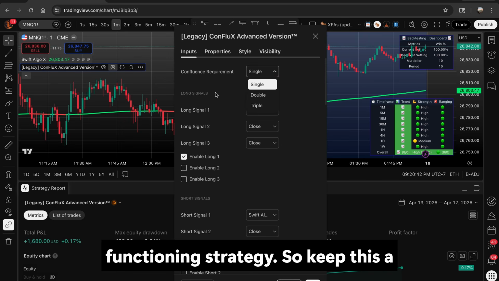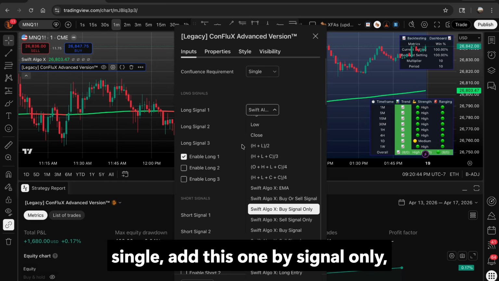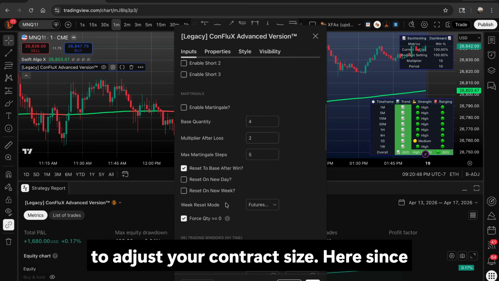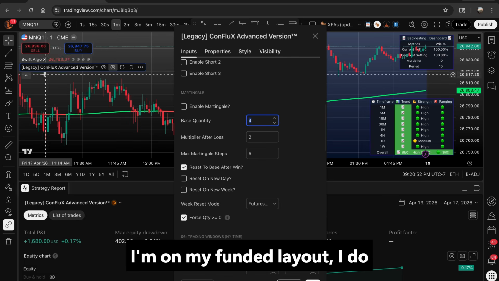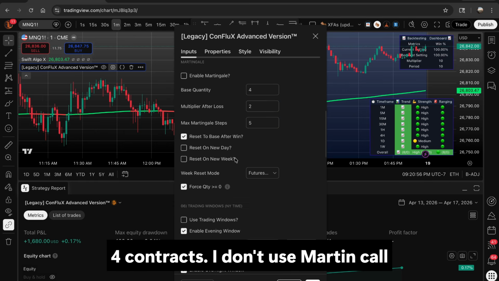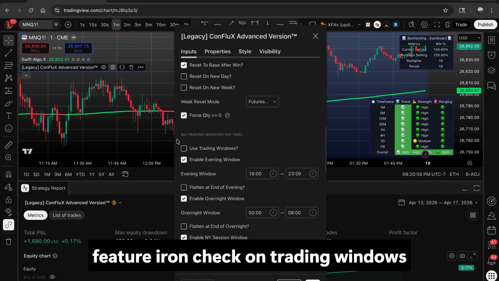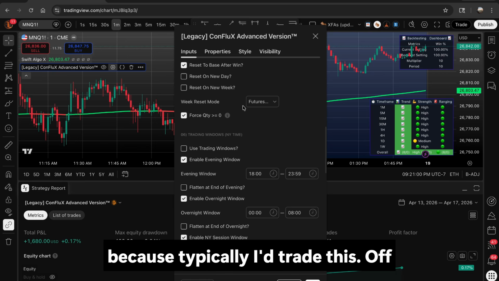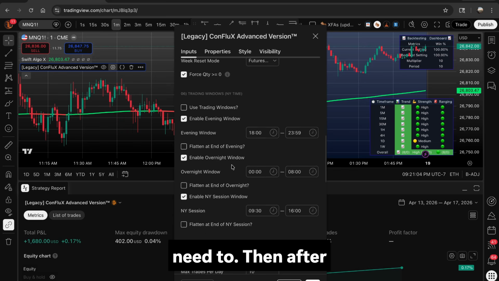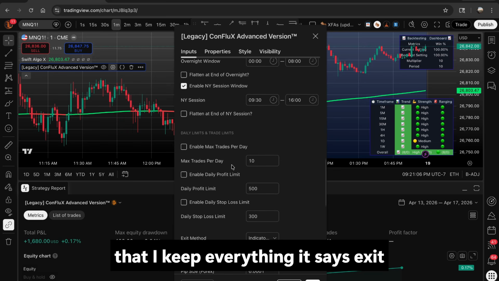So keep this on single. This one is buy signal only, sell signal only. And then you have to adjust your contract size here. Since I'm on my funded layout, I do 4 contracts. I don't use the martingale feature. I uncheck trading windows because typically I do trade this in all 3 sessions other than New York if I don't need to. Then after that, I keep everything as is.